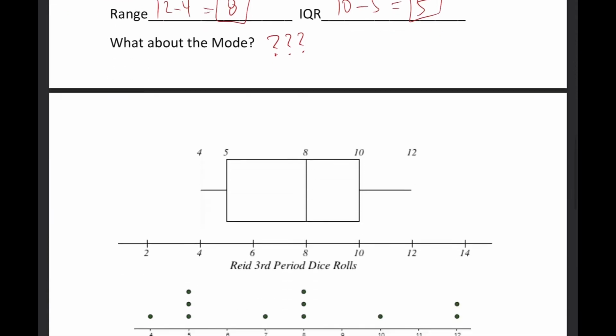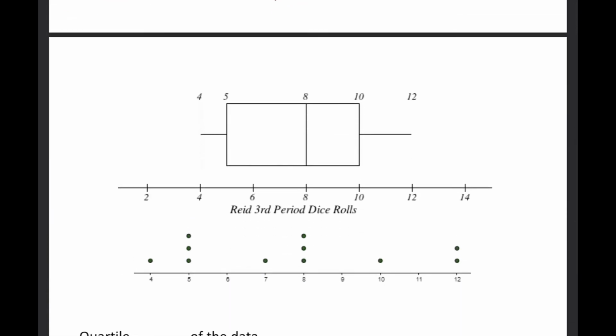And we're going to compare this to a dot plot and see what we see. I notice that my minimum is 4, my maximum is 12, and 8 seems to be about the middle. I'm not really sure beyond that. I would have to put all my data pieces out and find the medians, but it looks to be pretty comparable.